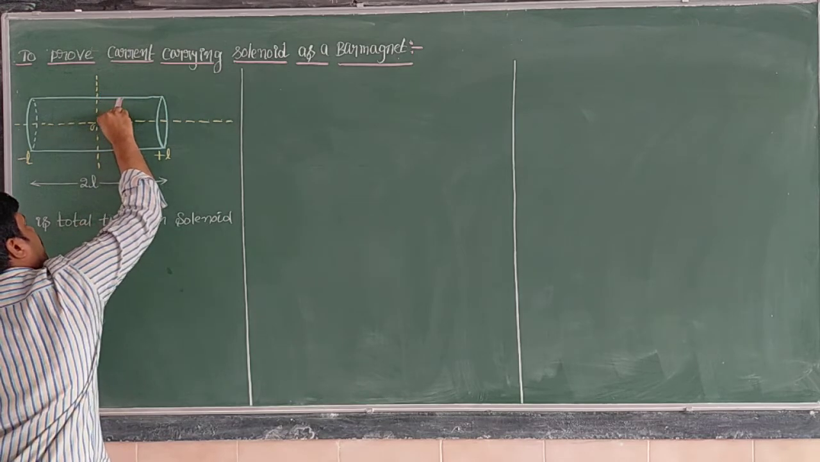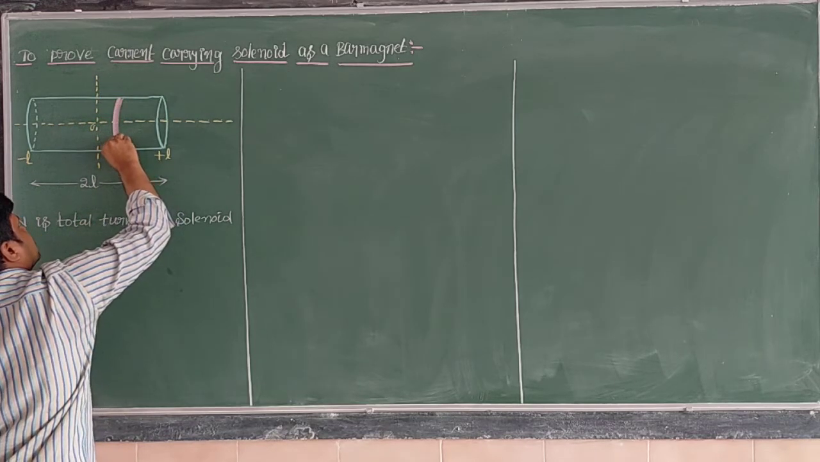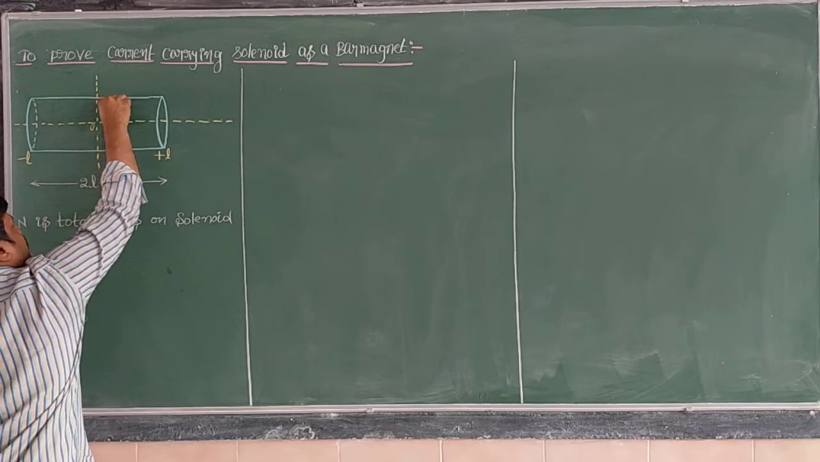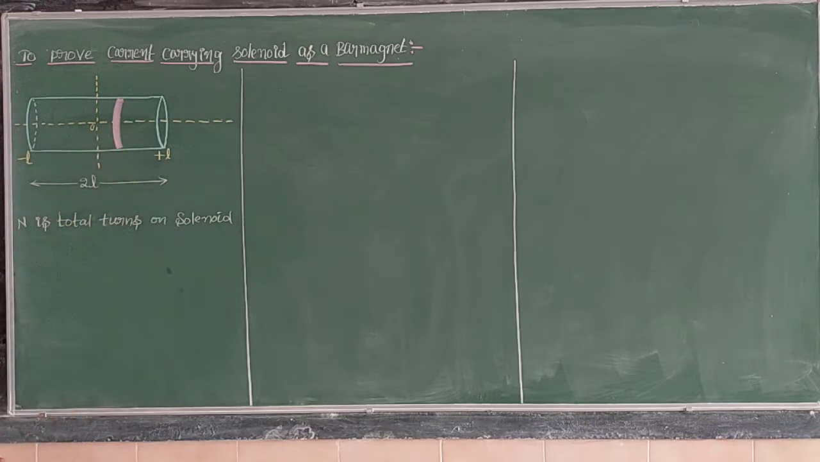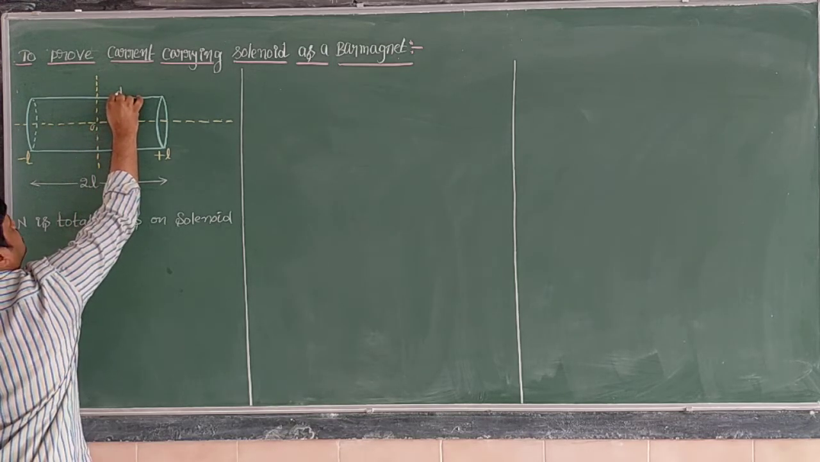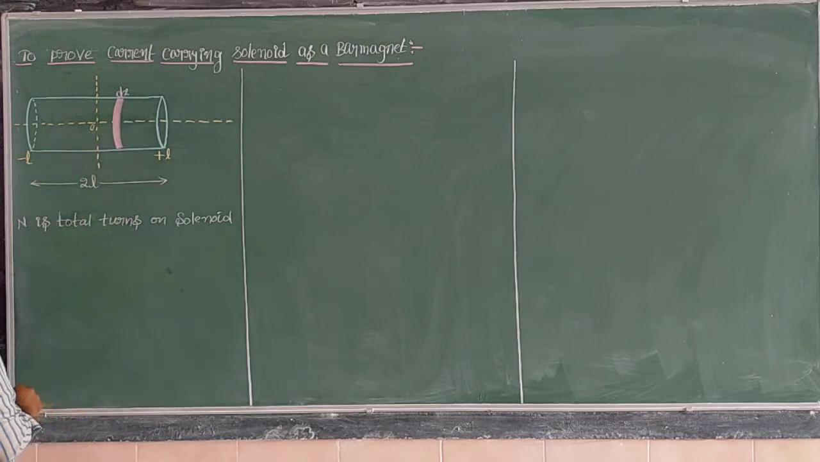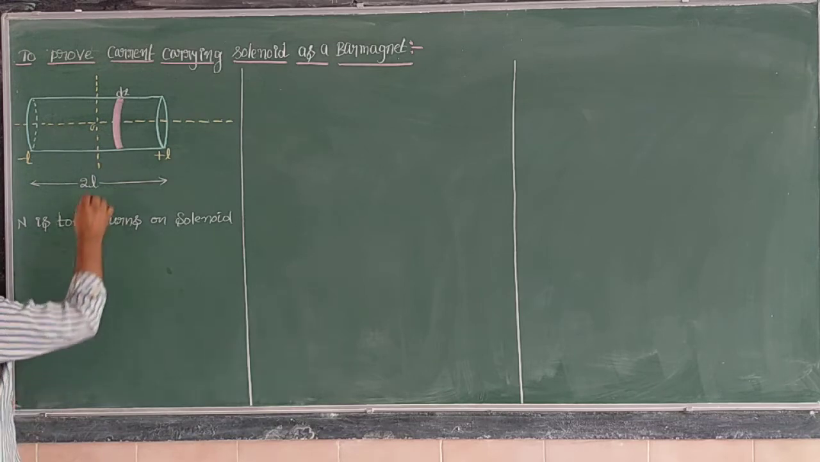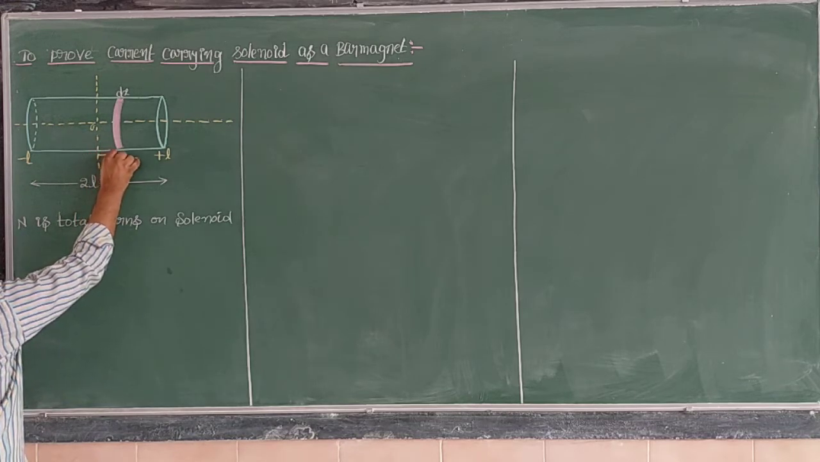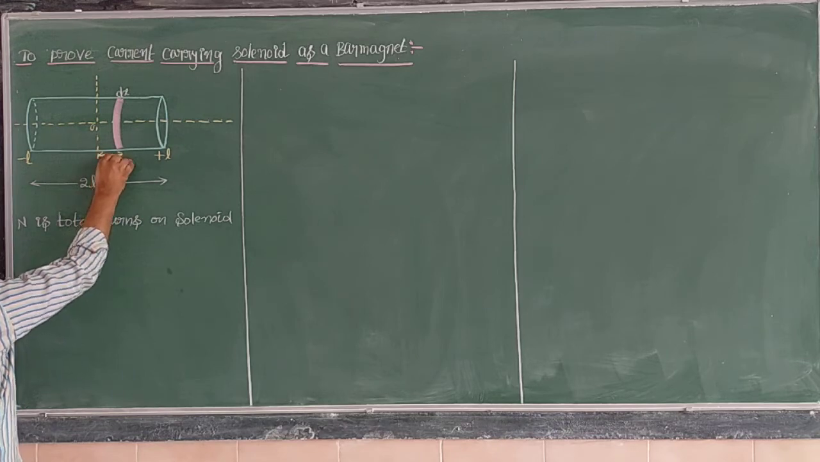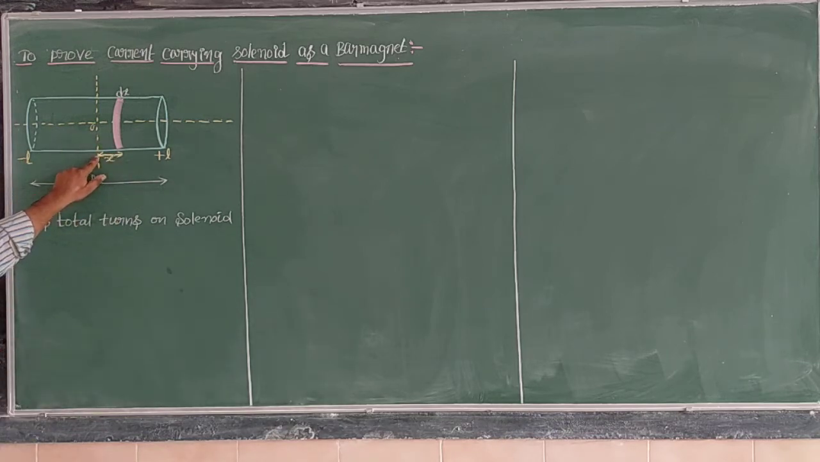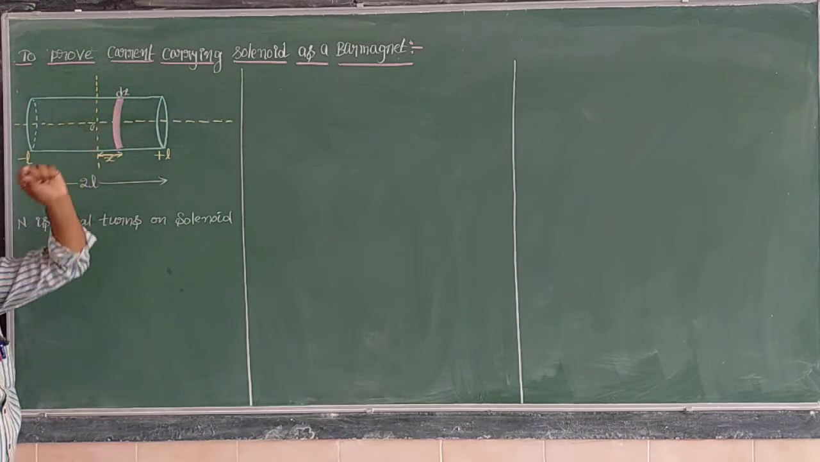Now, on this solenoid, I am going to take one small portion of the current carrying turns. The width of these turns is delta x. At what distance? At a distance x from the origin, I have considered a delta x thickness of current carrying turns.